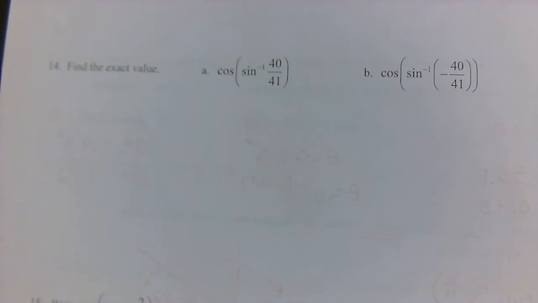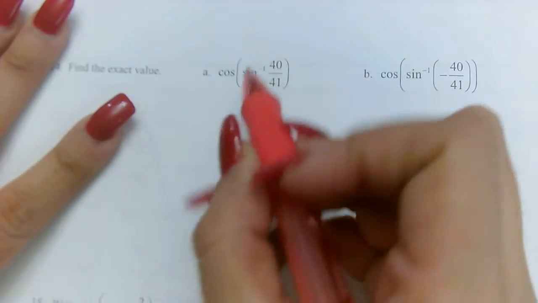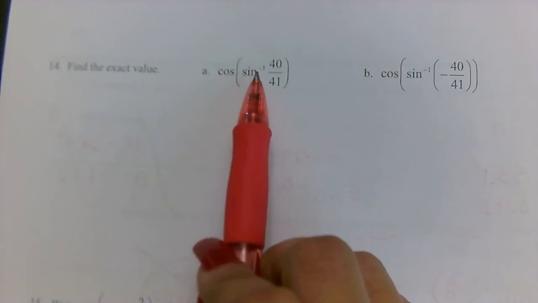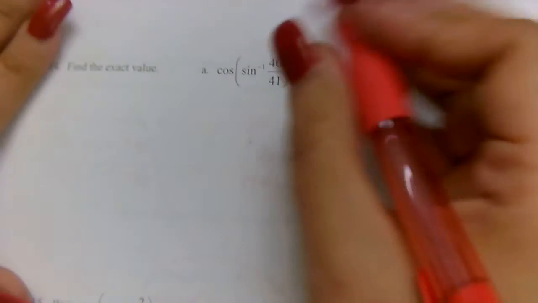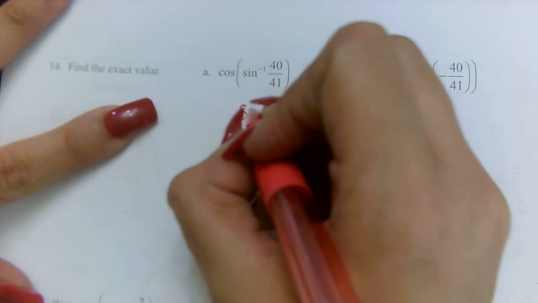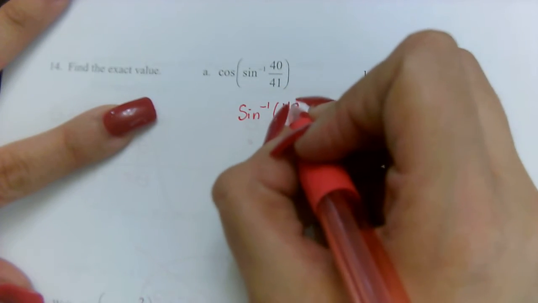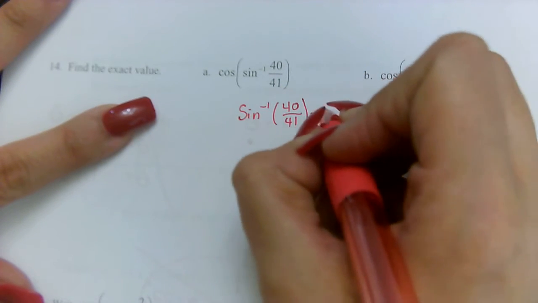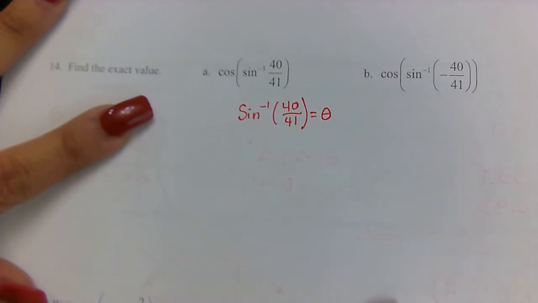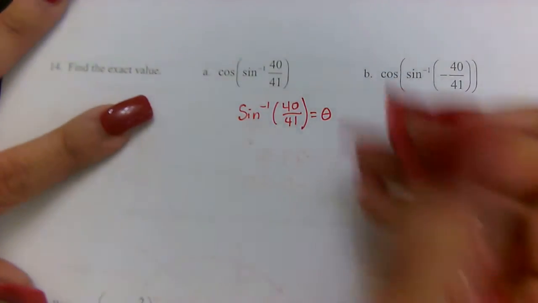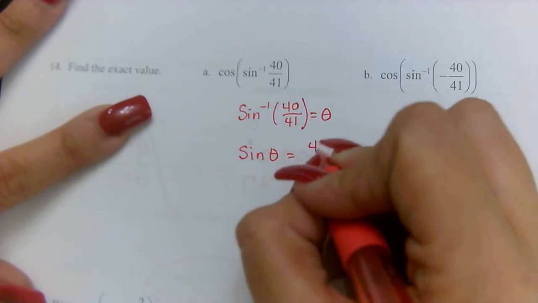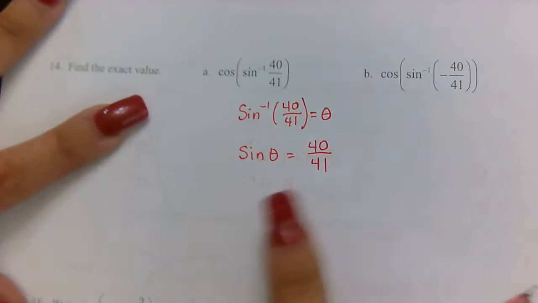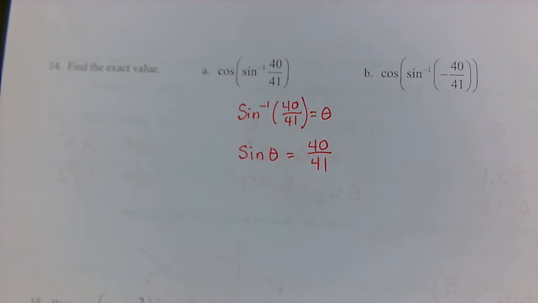So the first thing we're going to do is start inside the parentheses. So I'm going to start with this one here. Now remember, anytime you see an arc or this -1, this whole thing is solving for theta. So I'm going to rewrite this ratio, and I'm going to say all of that is equal to theta. Now I'm going to switch the sine back over to the other side, so it'll look like this. Sine theta is equal to 40 over 41. Sine is positive in which quadrant?